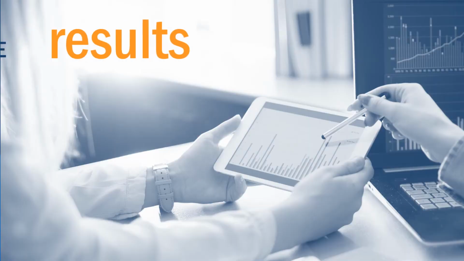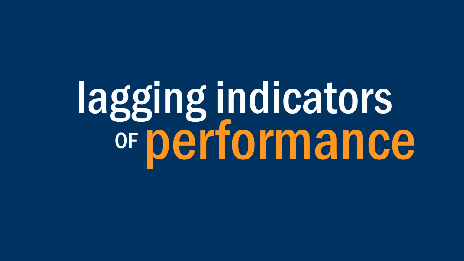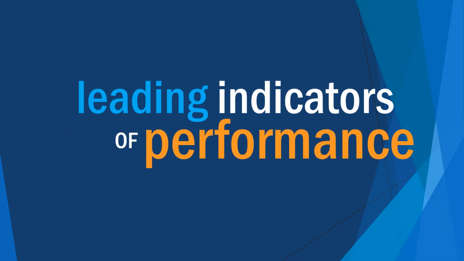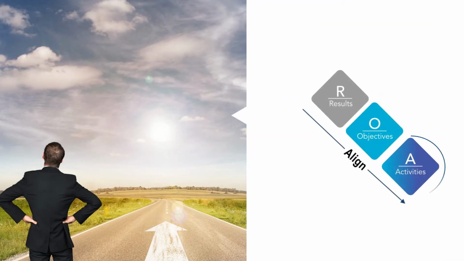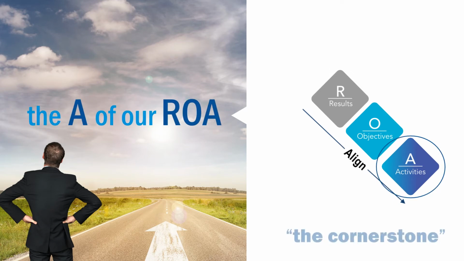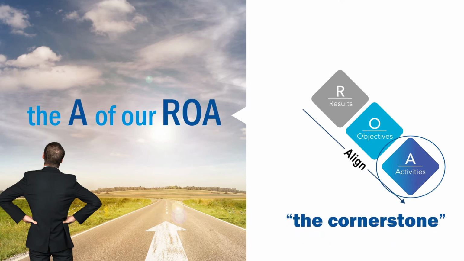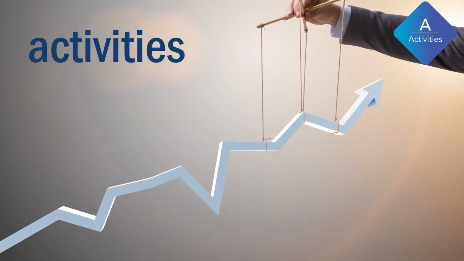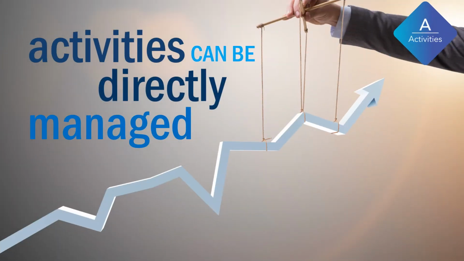As I've mentioned, results can't be managed directly. They are lagging indicators of performance, meaning that it takes a while to see if your actions have had impact. Objectives are leading indicators of performance. They can't be managed directly either, but the impact of your actions is more directly correlated to them. That brings us to activities, the A of ROA and the cornerstone of the Sales Management Code framework. Activities are the only thing that can be directly managed by you and your manager. This was perhaps the most important conclusion from Vantage Point's research study.